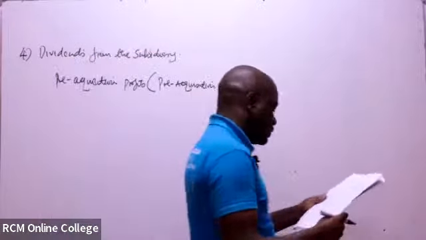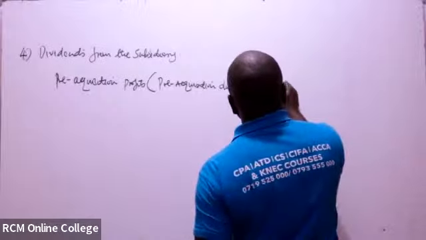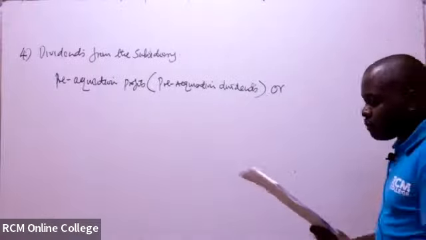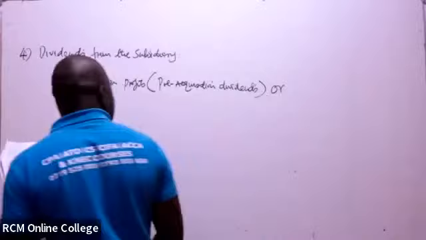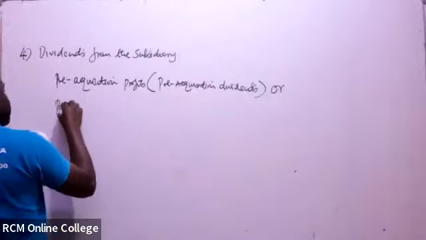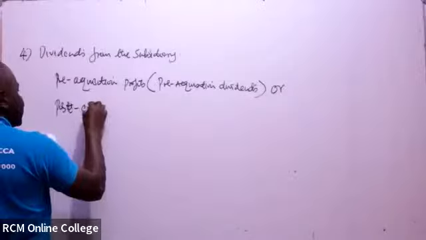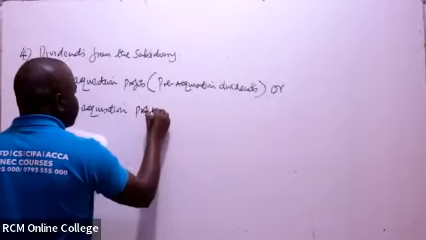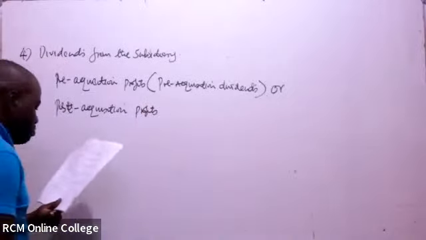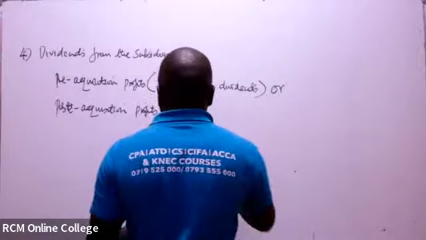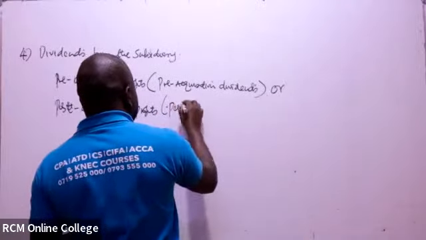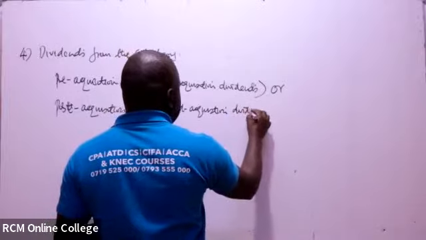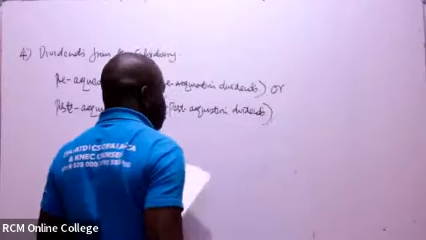So dividends can be paid out of pre-acquisition profits, or paid out of post-acquisition profits, this is after acquisition. You put in bracket, this one we call post-acquisition dividends.